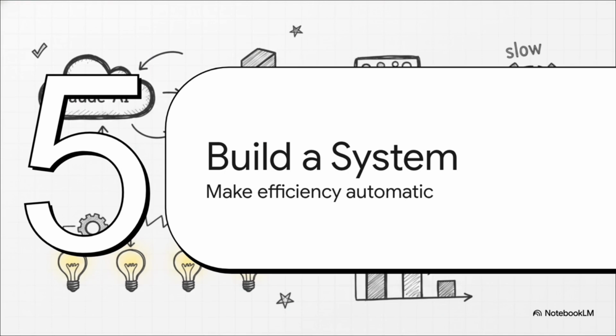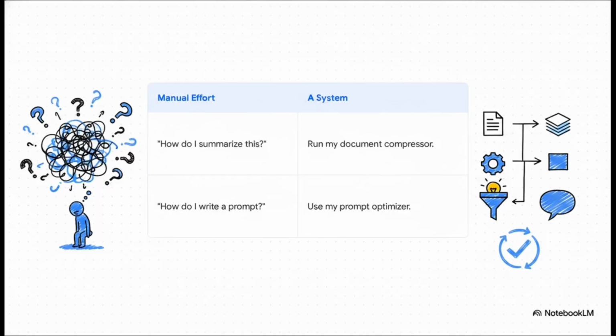Now, I want to talk about building a system in Claude, because this is the part most people miss. A lot of people are so bent on saving tokens on every single prompt every time. That doesn't scale. What you actually want is a system where token efficiency is built in. So instead of thinking, how do I summarize this, you want to create a document compressor workflow that is optimized to summarize your documents for you. Instead of thinking, how do I write better prompts, you want to create a prompt optimizer system. Instead of thinking, how do I shorten outputs, you want to create a structured response template as well.